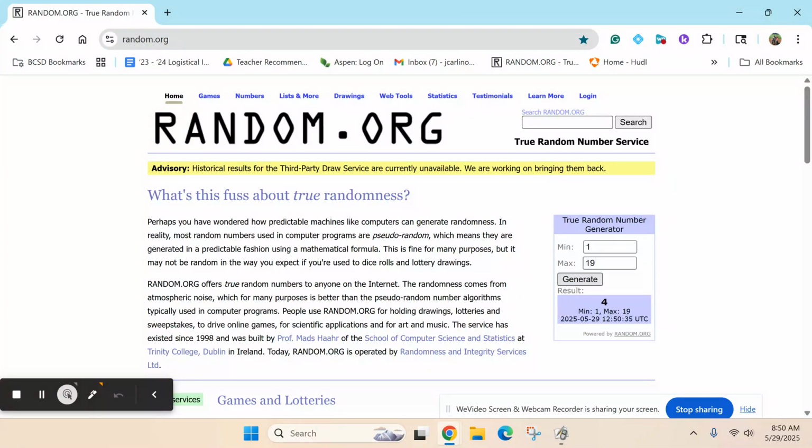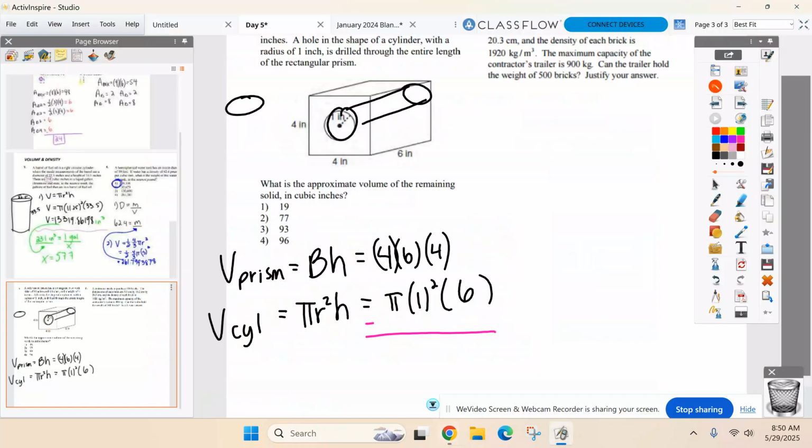And when you're ready, what's the volume that's left over when you're ready there, Jackson? 77 square inches or cubic inches. All good. We only got one more and then you're on your own.